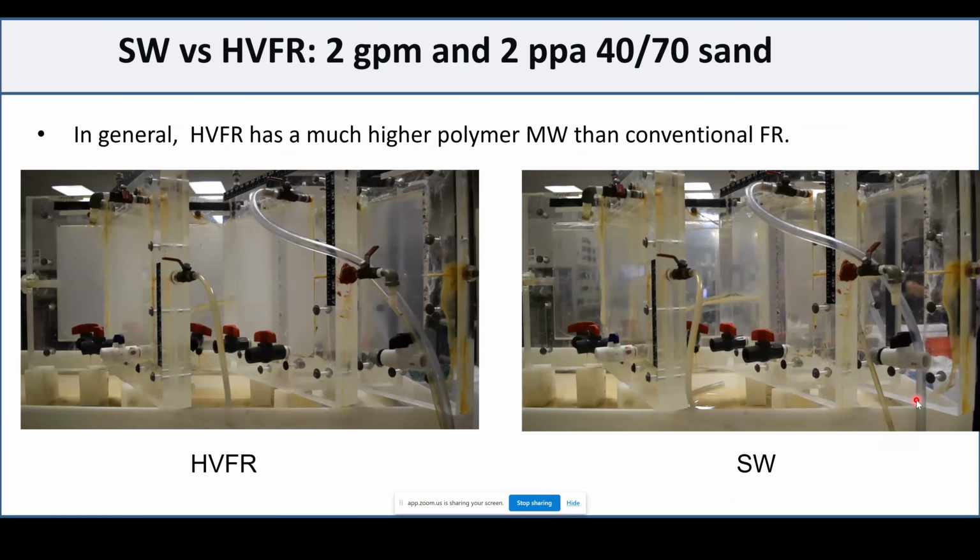So let me show you a quick video. It is a two-slot test, something that mimics the frac. You have the injection point from the left side, and you have the exit point at the top here. And I will have one side represent slick water, friction reducer, and one represent the high viscosity FR. And let me see if you can see the difference in the proppant transport between these two.